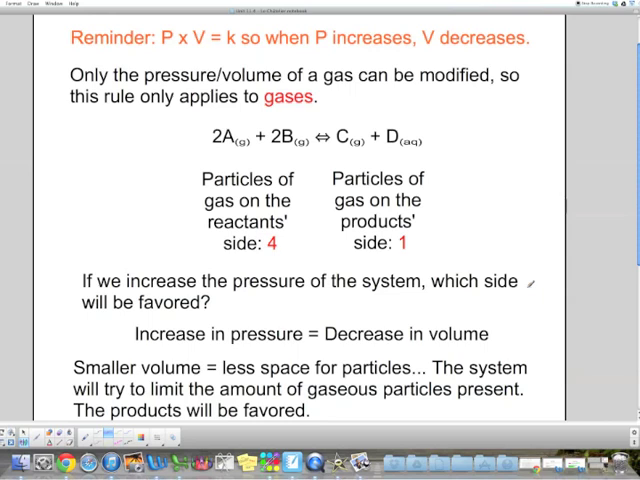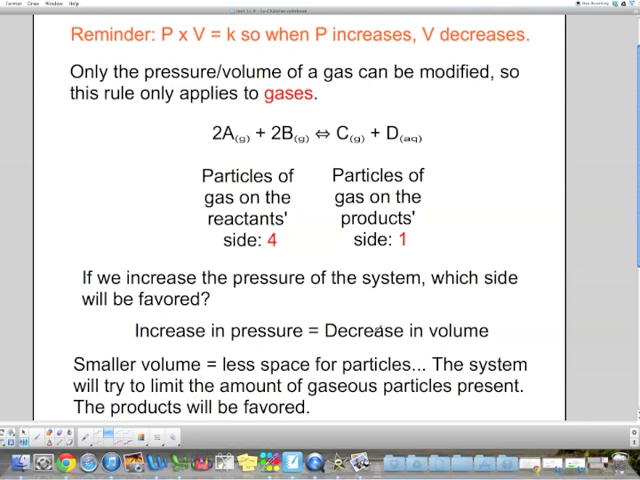Well, the easiest way to analyze, although we're talking about pressure, is to really look at volume, because visually you'll have a better mental image as to what's happening. So if I increase the pressure, I'm decreasing the volume, which means I have less space for my particles. My particles are cramped. They're stuck in a small area. So the system will try to limit the amount of particles present if the space available is not big enough.